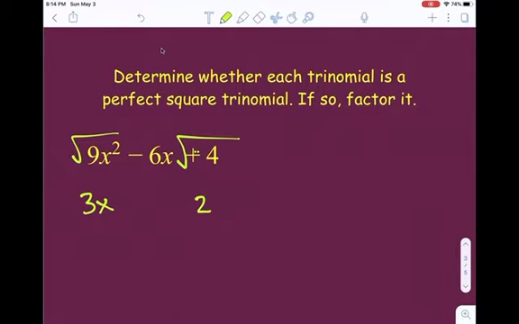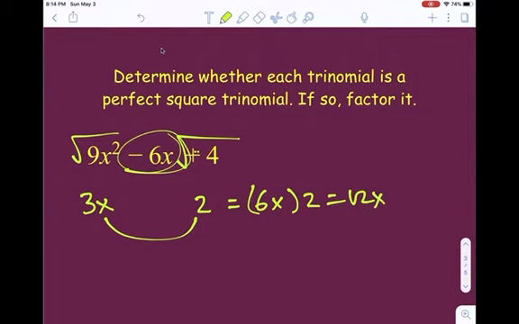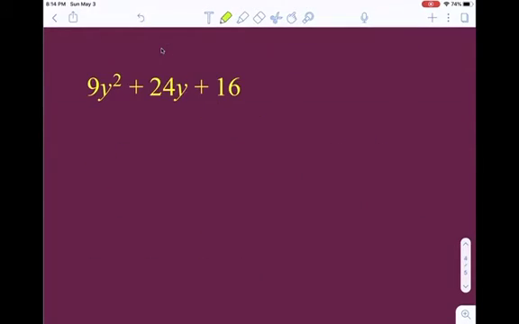All right, so what I should be able to do is multiply these together, and that gives me 6x. And then I should be able to double it, and that should be my middle term right there. Well, this gives me 12x, and my middle term is negative 6x. So this is no. It is not a perfect square trinomial, because if it were, that would say minus 12x. So it's not.